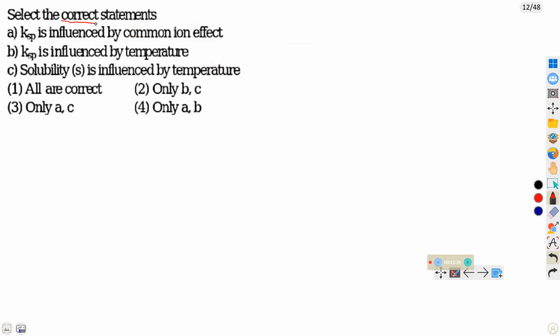Select the correct statements. Ksp is influenced by common ion effect. No, the Ksp equilibrium constant value depends only on temperature. Solubility is influenced by temperature. Correct. Solubility is influenced by temperature. No doubt. Once revise the solutions lesson.